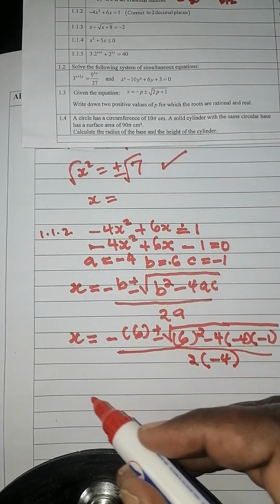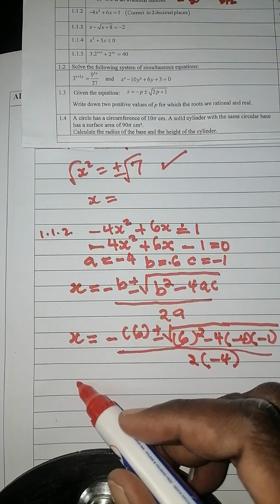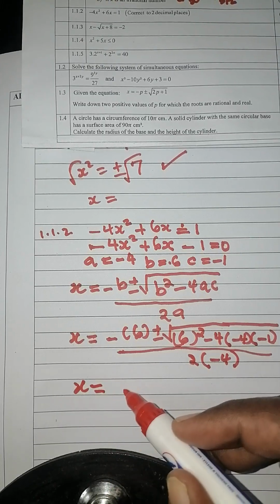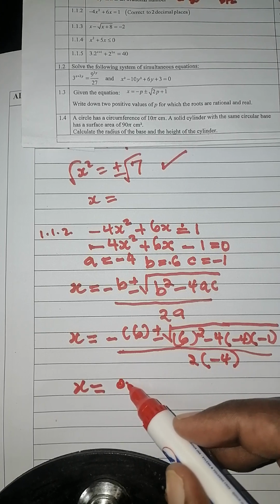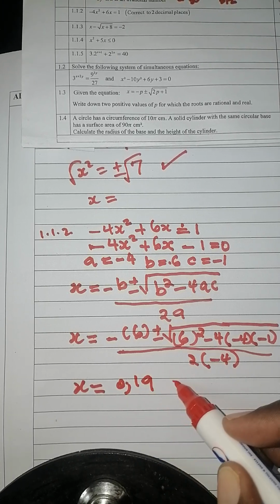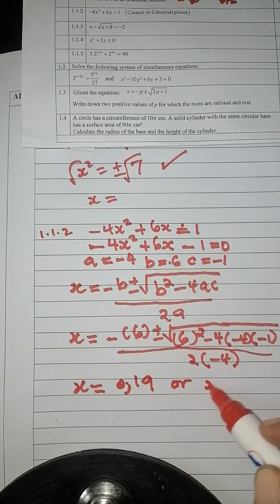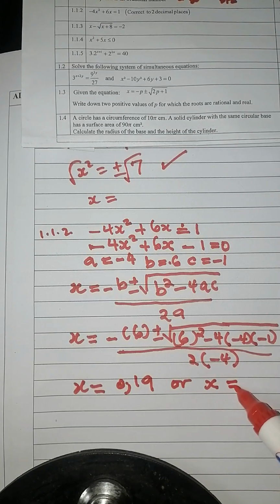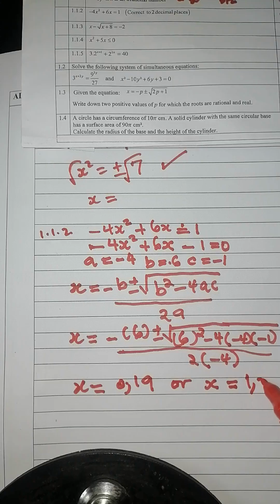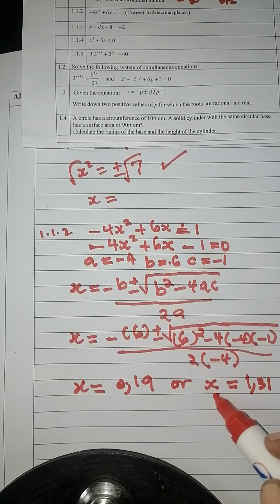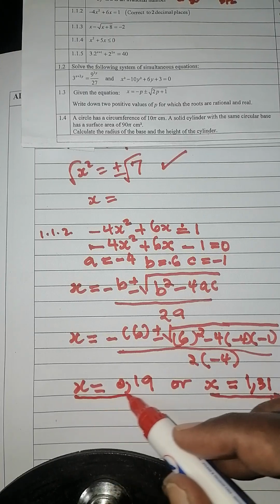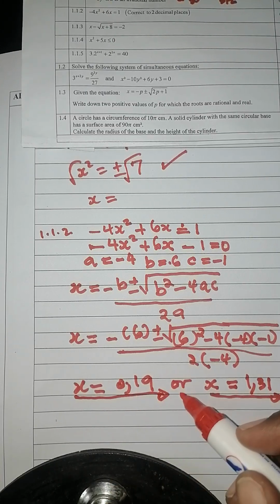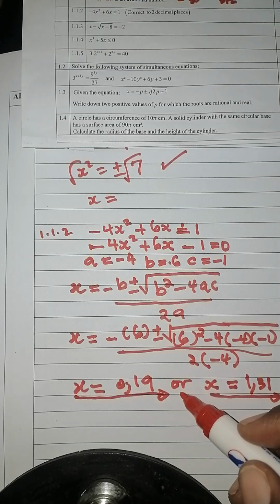Beyond this point, you're going to have 2 solutions in this case. No need for steps. You're going to have x is equal to 0.19 as one solution, and as for the other solution, x is equal to 1.31. These are the 2 solutions. Remember, it says correct to 2 decimal places. Okay, that was for 4 marks.